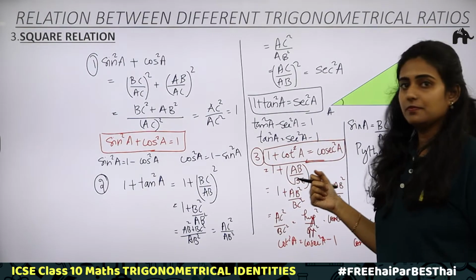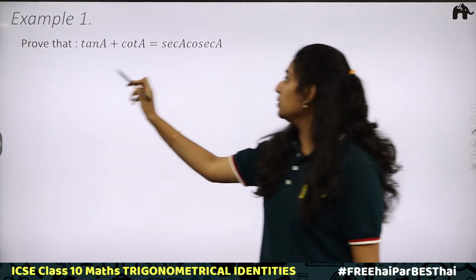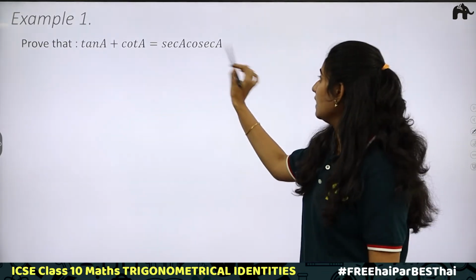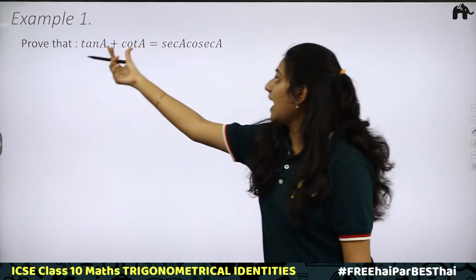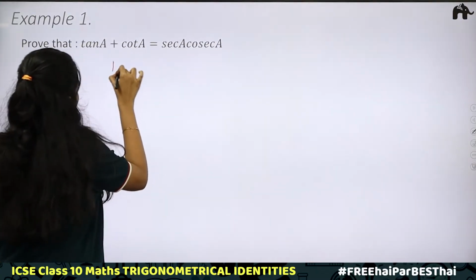Okay. Fine. Let us take some examples. Here we have the first example. Prove that tan A plus cot A is equal to sec A into cosec A. We know tan A is sin A by cos A. So we are taking the left hand side.